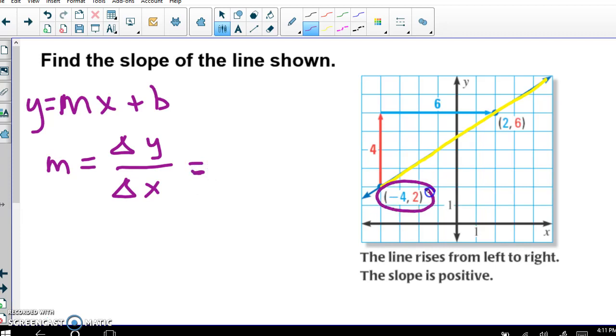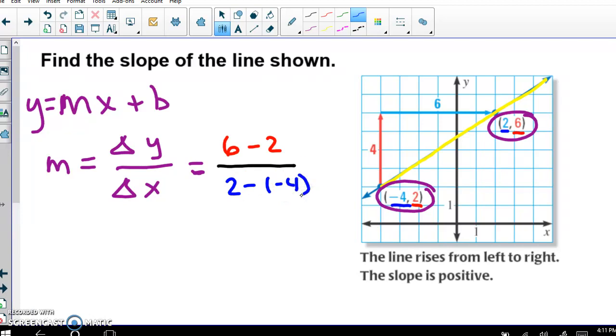And I'm going to use these 2 points given, and I'm going to find my change in y. So looking at my y coordinates, I have a 6 and I have a 2. So I'm going to subtract those to find the difference. 6 minus 2, and that's going to be my change in y. My change in x, the x coordinates are my blue coordinates. I have a 2 and a minus 4. So I'm going to find the difference between 2 and negative 4.